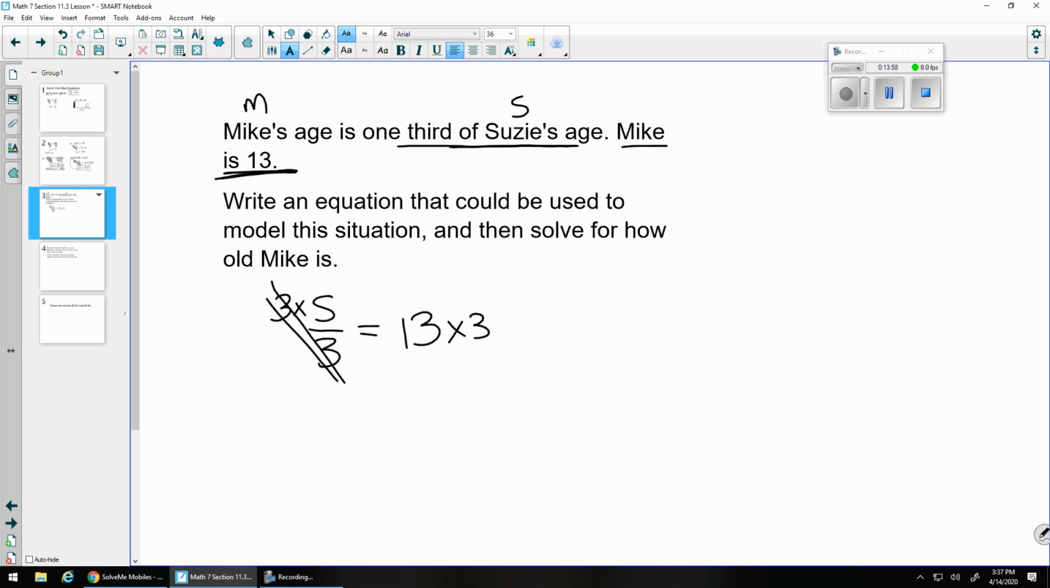Those 3's cancel out to just get the 1S, just Susie's age. And Susie's age is equal to 13 times 3, which is 39. And that makes sense. We were looking for an age that is bigger than Mike's. And in fact, it's 3 times bigger than Mike's, which makes sense if his age is 1/3 of her age. So here's the final answer.